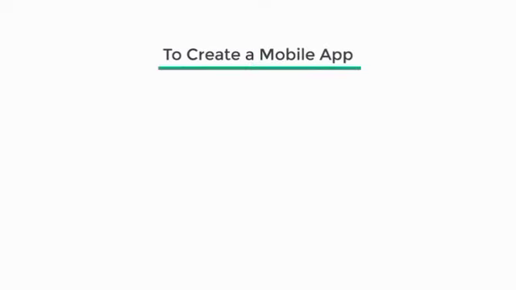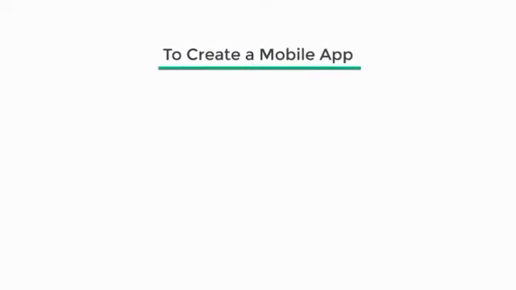Let's get started. Now to create a mobile app, we are going to do 5 steps. The first step is to create an account on Adalo. This is the site which is going to help us create our mobile app. So to create an account, now click Get Started. Fill up these details. Then click here.